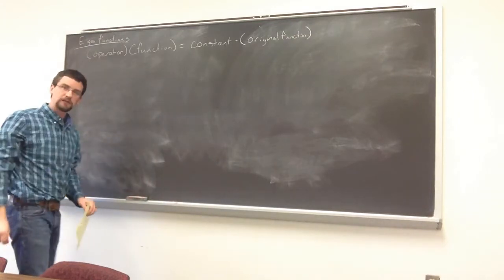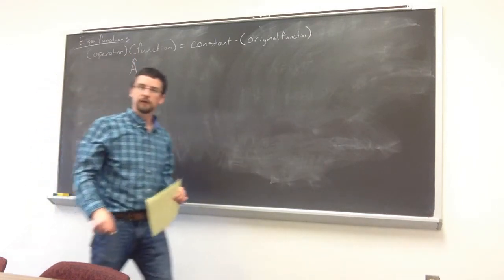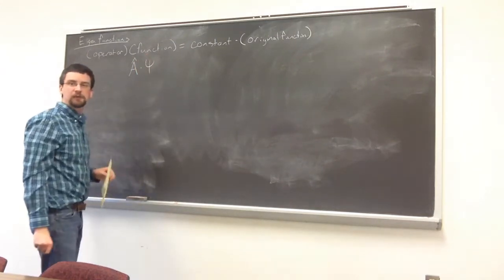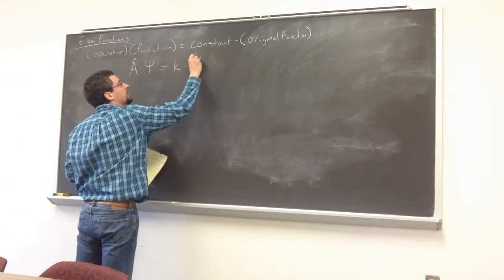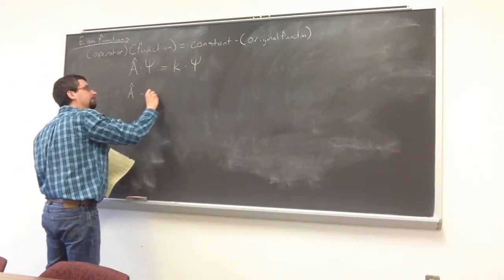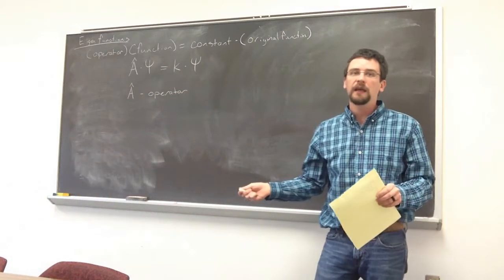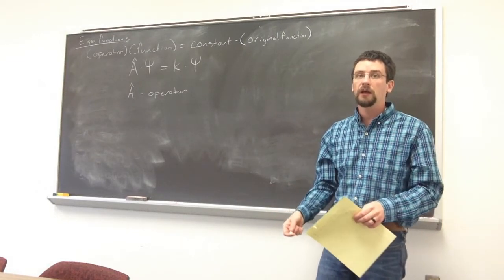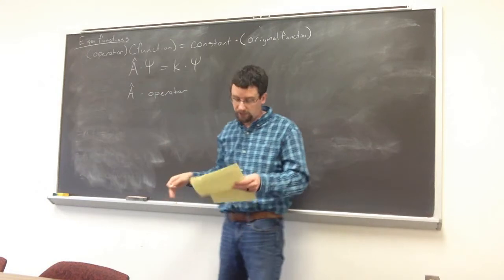So, to put this into symbols, we'll have an operator A. Most operators are given with a little hat that lets you know that it's an operator. Times our function, in this case we're going to use the symbol psi, we'll get out a scalar quantity k times psi. So psi should come back out. Again, A is an operator. It's going to act upon psi, and it's going to spit out a scalar quantity, assuming psi is an eigenfunction of the operator A.